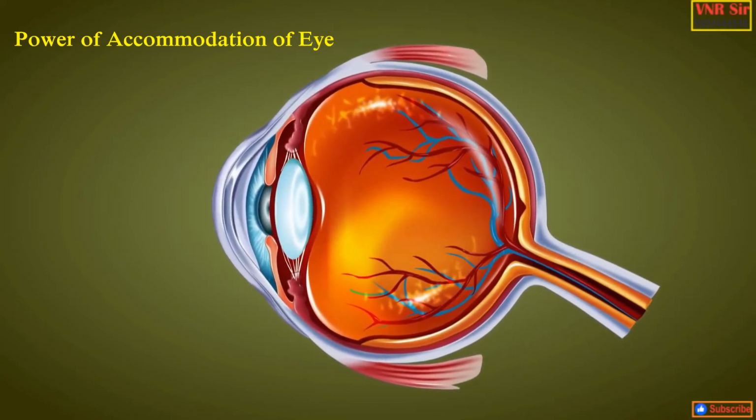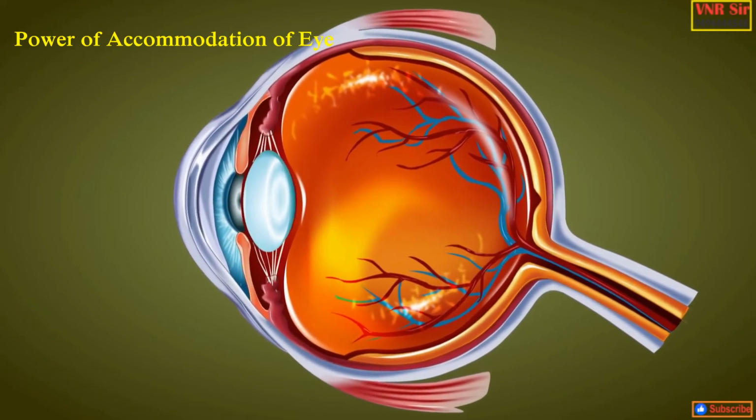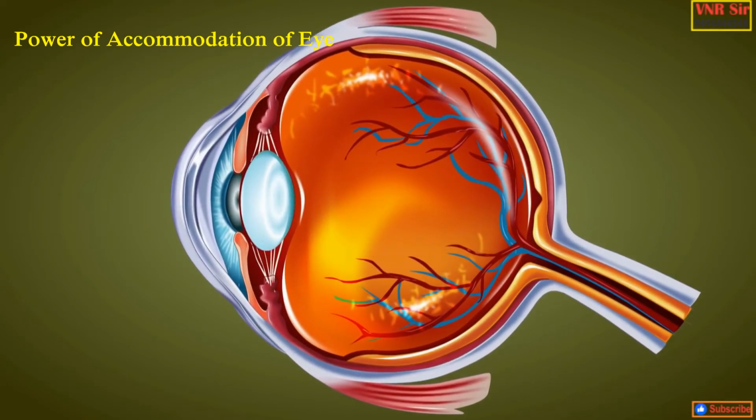Here the eye lens is increasing its focal length and decreasing its focal length. This ability we call the power of accommodation of our eye. For a young person, the power of accommodation is about 4 diopters.